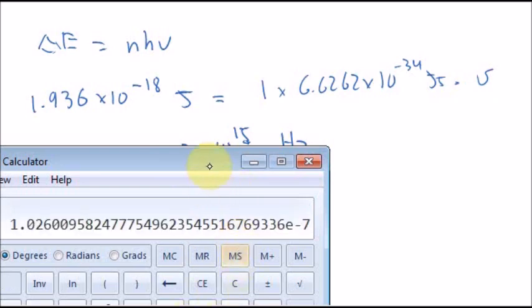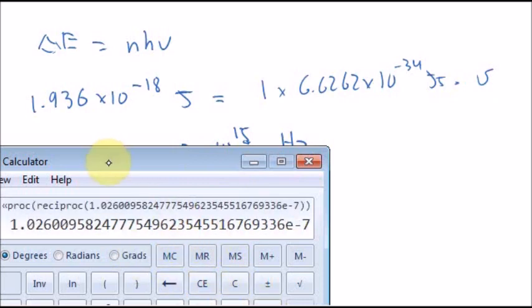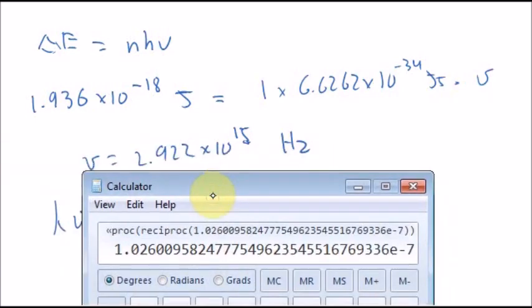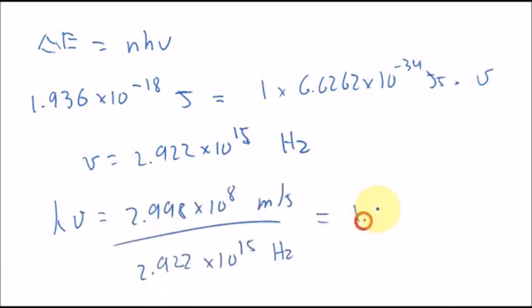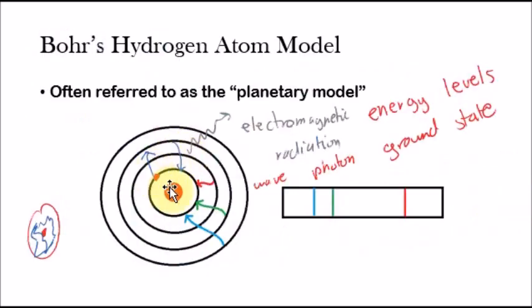Okay, so we're just left with 1.026 times 10 to the minus 7 meters. Okay, so I know that was a lot of work, but that is the wavelength of the wave that is being released when an electron in the hydrogen atom is going from energy level 3 to energy level 1. So just to put this conceptually, let's review this.